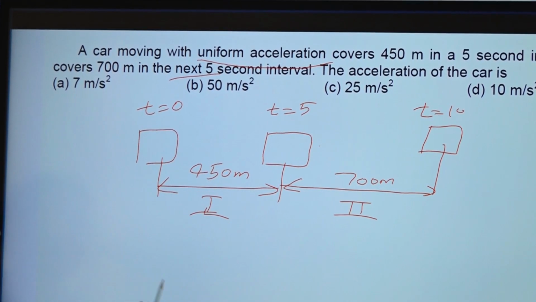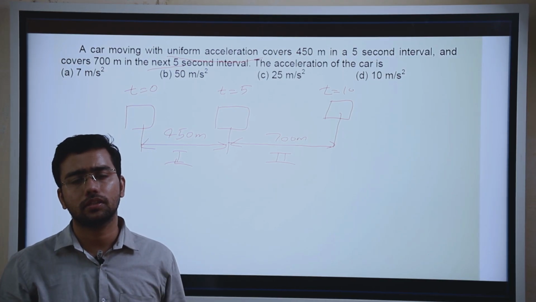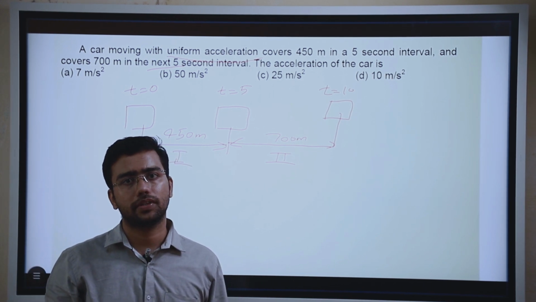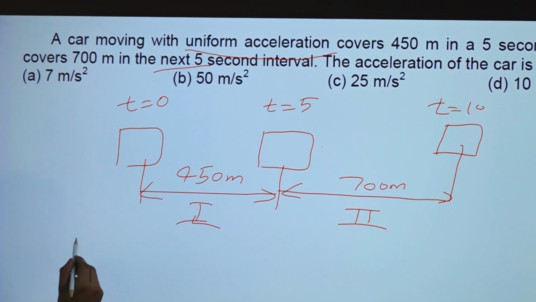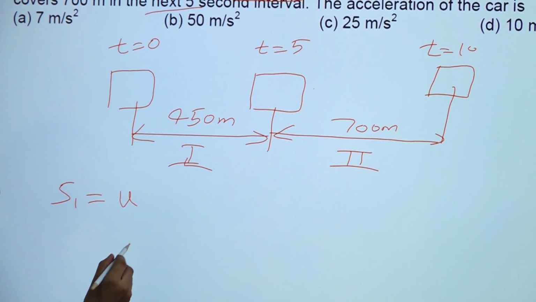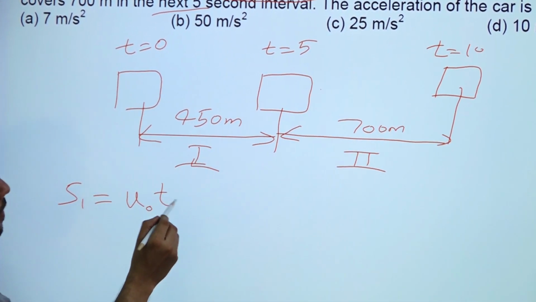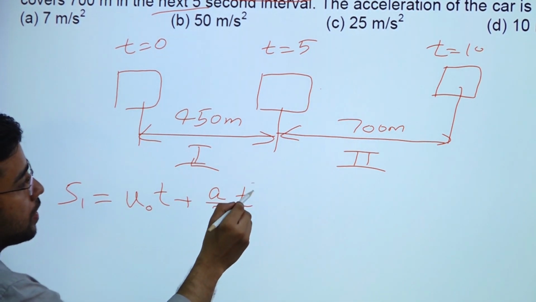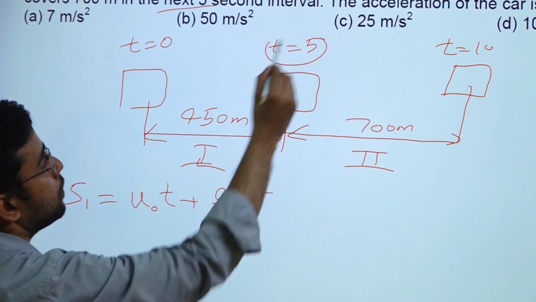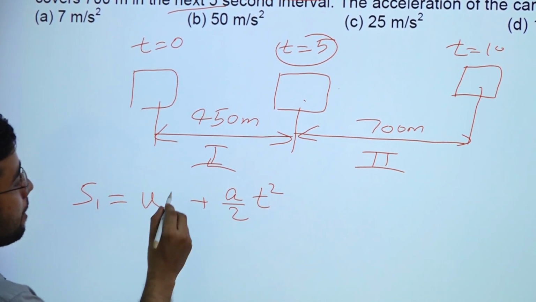First, we will directly use the second equation of motion. What is the second equation? S is equal to ut plus half at square. That we are going to use for the first part, right? Suppose S1 is nothing but 450. u is nothing but the initial velocity, or we can say u0. So u0t plus a by 2 t square, right? S1 is 450, t is 5 seconds, because from here to here it took around 5 seconds. So I will just replace t with 5.